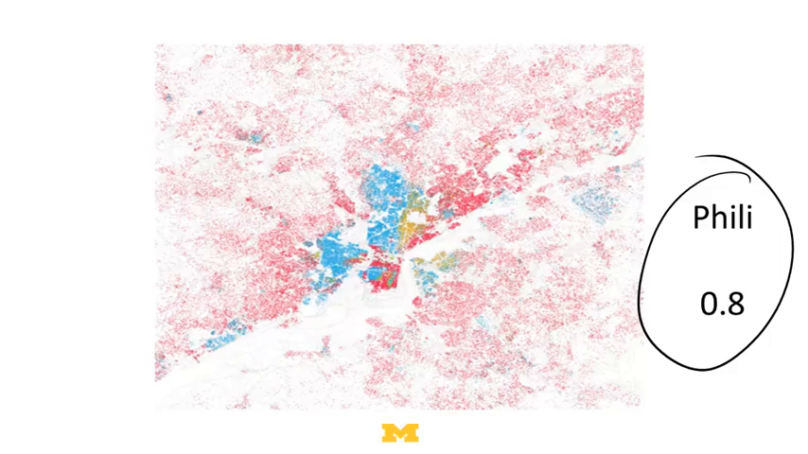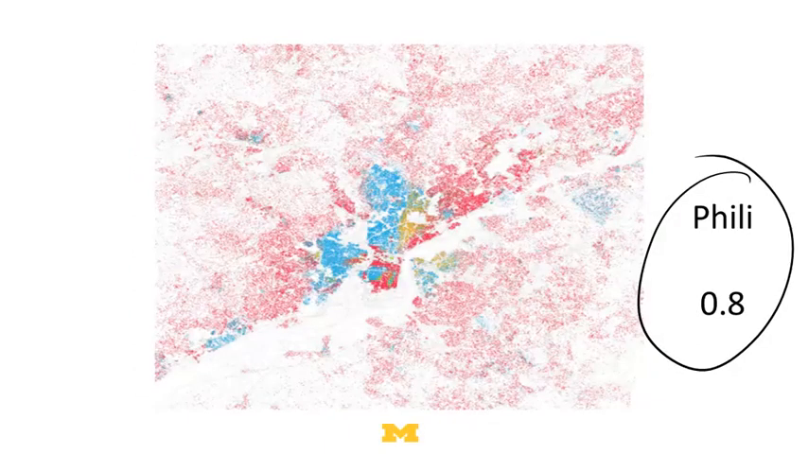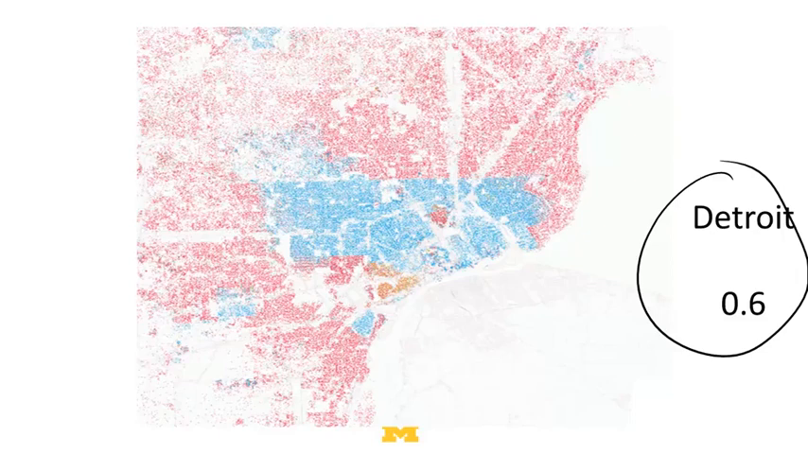And now we can do things like compare Philadelphia to Detroit. Remember, Detroit also looks segregated. Well, when you do Detroit, even though it looks about as segregated, the score is only 0.6. So Detroit is actually substantially less segregated than Philadelphia, even though, if you look at these two pictures, here's Philadelphia and here's Detroit, it's very hard to tell the difference between the two.